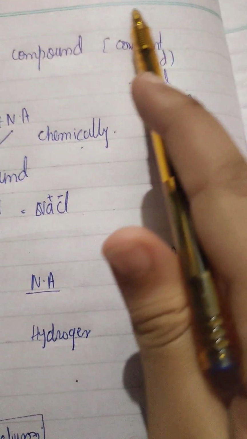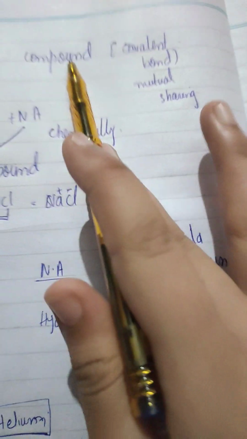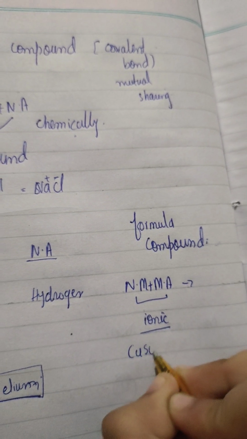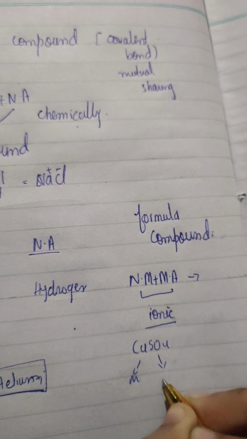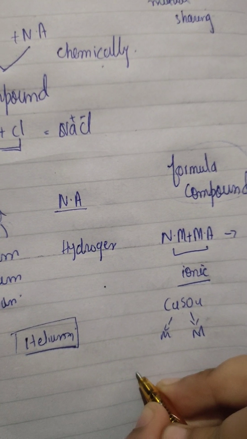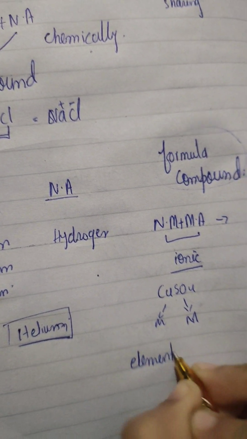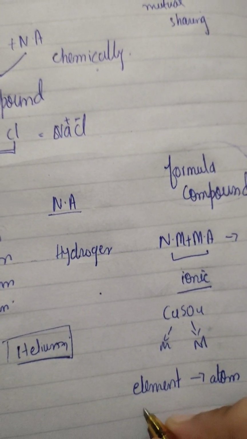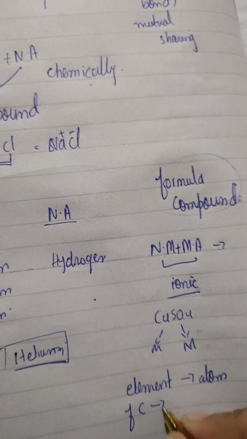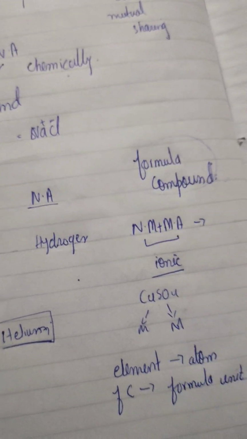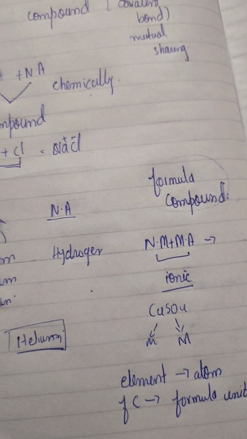We said that covalent bonding gives compounds, but here we have the formula compound. For example, CuSO4. Cu is a metal and the rest is non-metal. So what is the unit of it? As we know, the unit of an element is the atom. The unit of a formula compound is the formula unit. I hope that is clear.